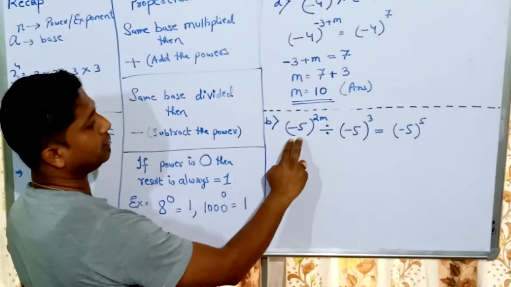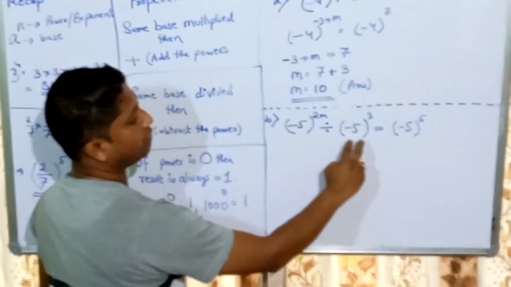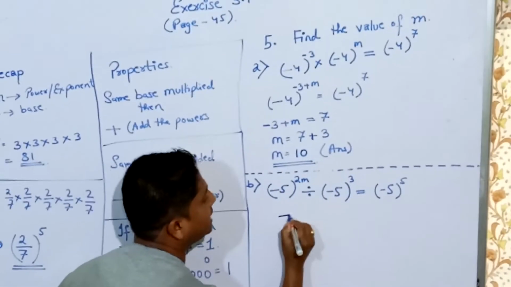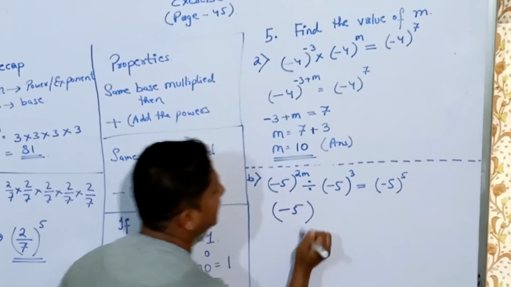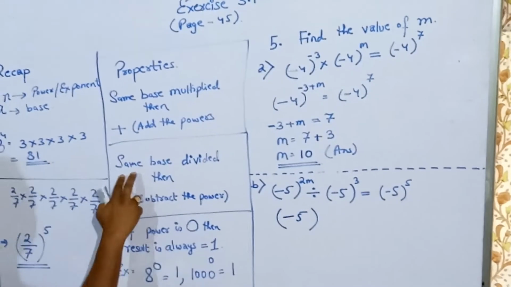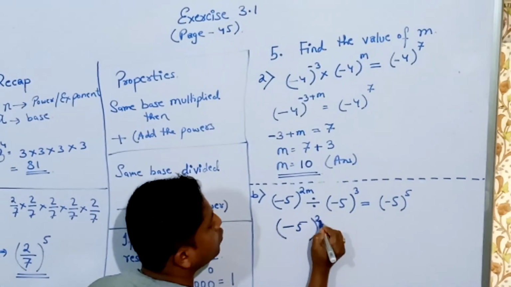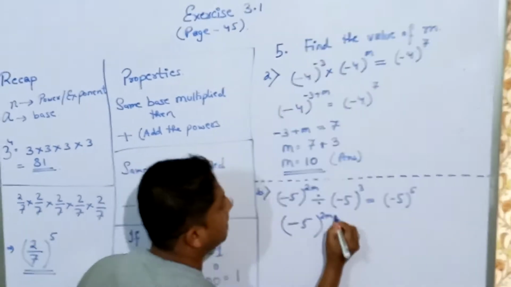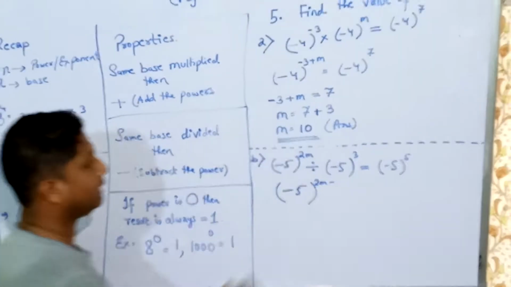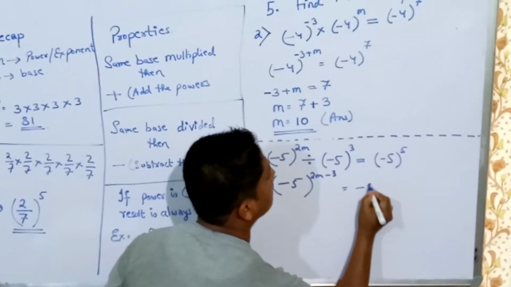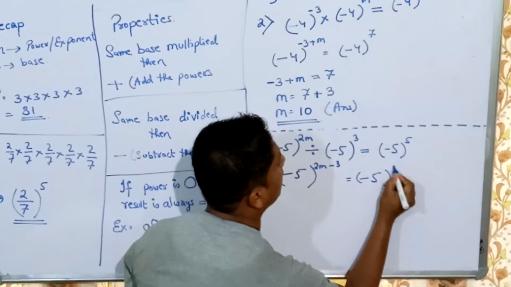You can see here we have -5. Here also we have -5. It is the same base. So what do I write? I write -5. And then since it has been divided, I follow the property which says subtract. So 2m is the first power, minus, since I have to subtract, 3 is the second power, and equals, on the other side I have got -5 to the power of 5.